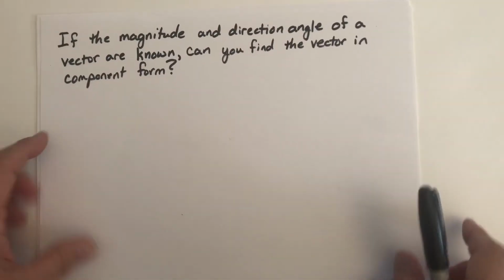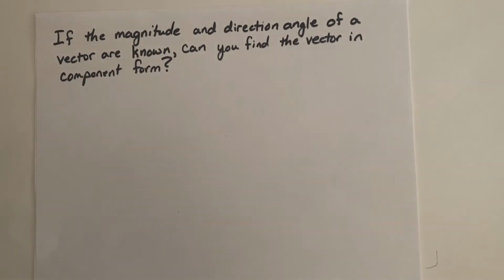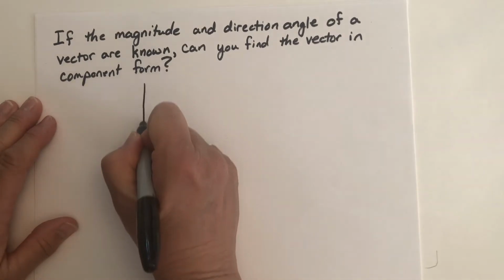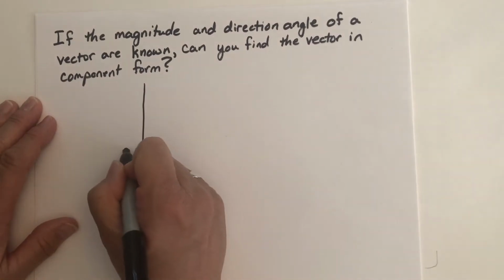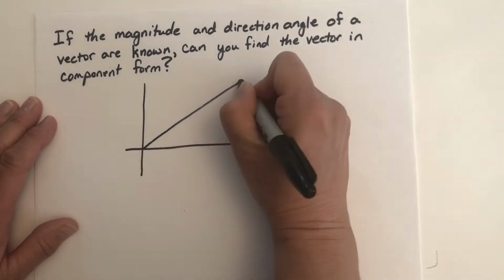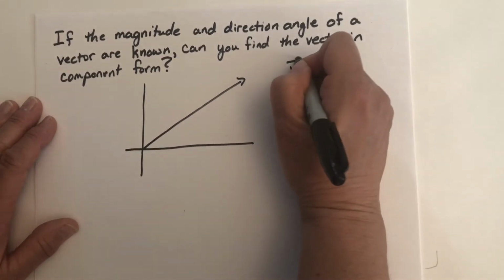Suppose that instead of knowing the x and y components, suppose that the magnitude and the direction are known. If the magnitude and direction of a vector are known, can you find the vector in component form? Well, let's draw a picture of a vector where we know its magnitude and direction. So let me make this vector v. We'll just say that's our vector v.